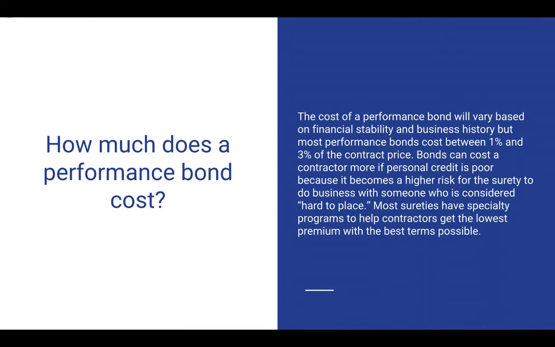How much does a performance bond cost? The cost of a performance bond will vary based on financial stability and business history, but most performance bonds cost between 1% and 3% of the contract price. Bonds can cost a contractor more if personal credit is poor because it becomes a higher risk for the surety to do business with someone who is considered hard to place. Most sureties have specialty programs to help contractors get the lowest premium with the best terms possible.